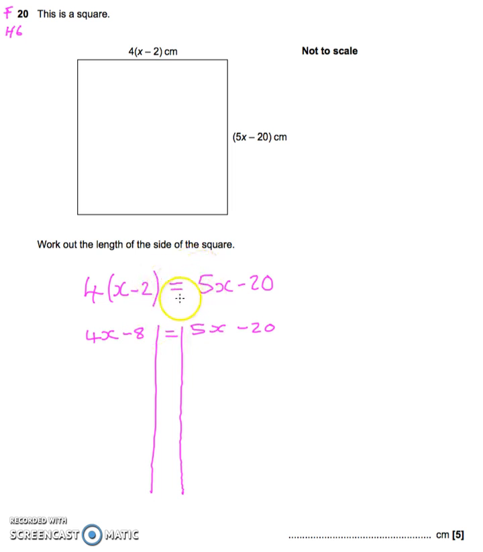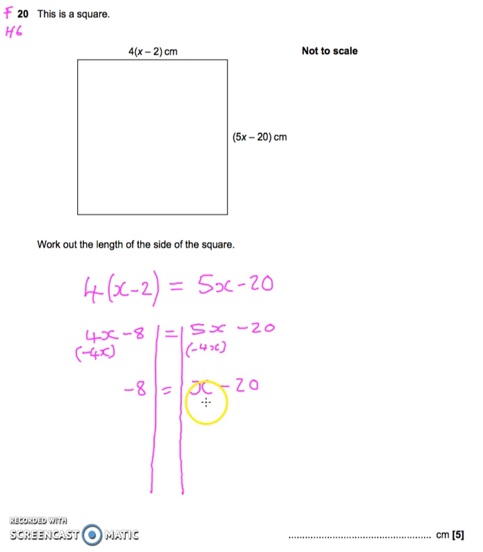And to do that, all we have to do is think about taking away 4x from both sides, because there are unknowns on both sides, and 4x is the least amount of those unknowns. That leaves us with a positive amount of x's. So if you take away 4x's from 5x's, you've got 1x. And there's still the minus 20 left on that side. And then you've got the minus 8 on this side.